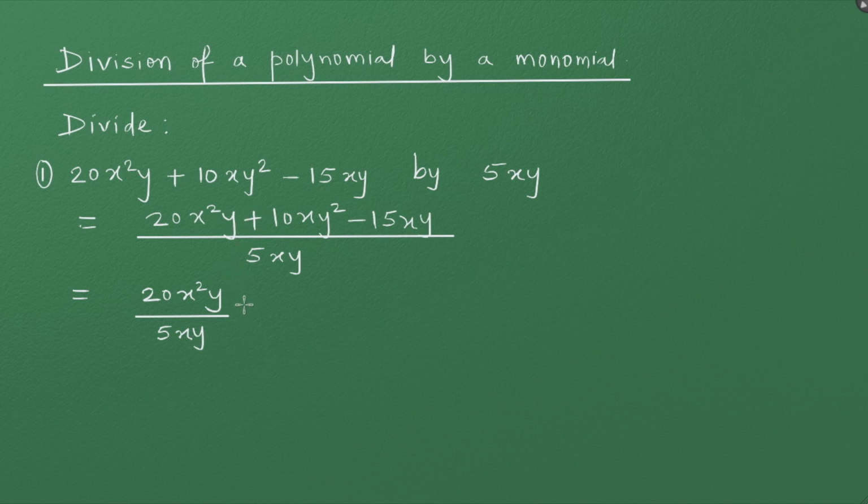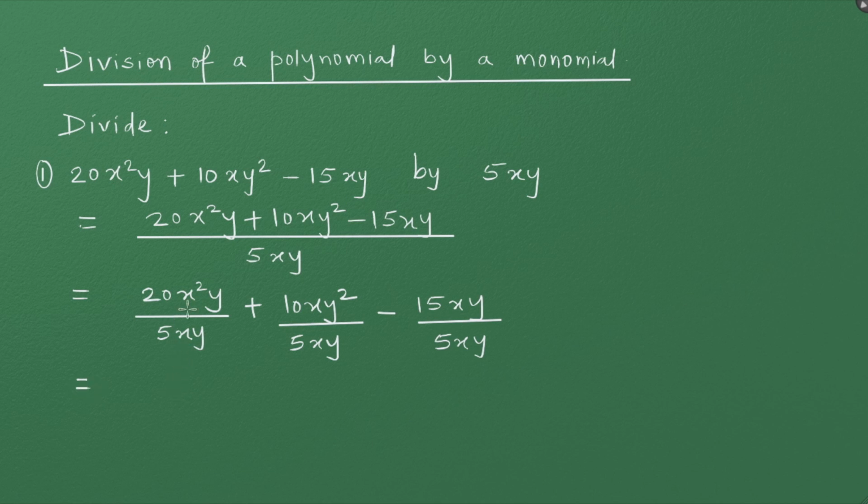Then plus the second term is 10xy square. Divide this by 5xy. The third term is 15xy. Divide by 5xy. And now get the result.